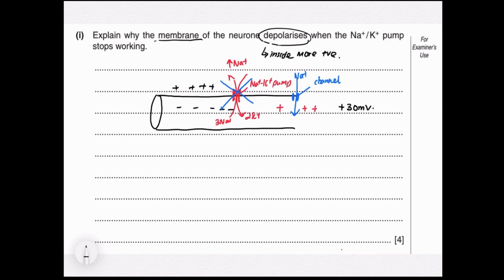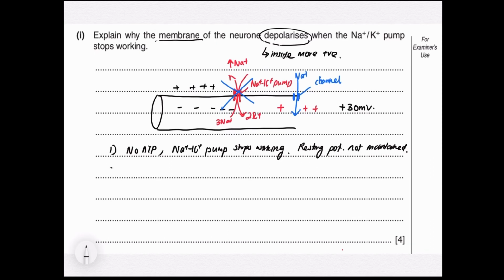So now, what are the expected marking points? Number one, we will say that when there is no ATP, the sodium-potassium pump stops working. Therefore, resting potential is not maintained. Then, resulting in the negative charge within the axon, or we call it the neuron, is not maintained.